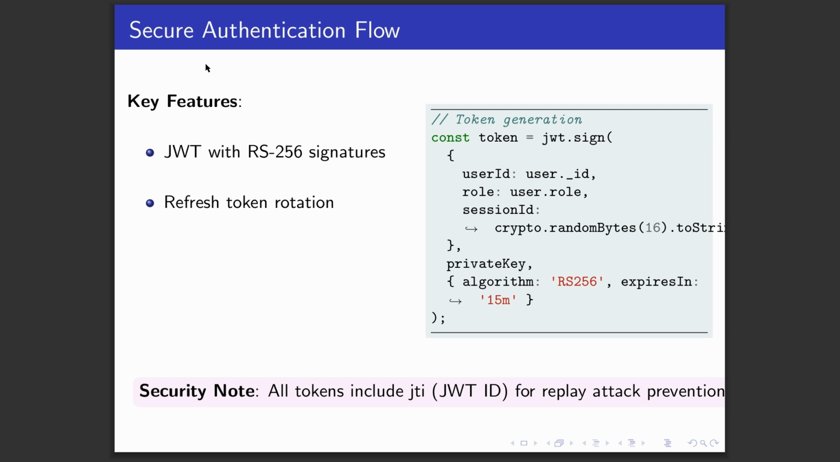We know that security is crucial. We use JWT tokens with RS256 encryption along with refresh token rotation to ensure secure sessions. And each token includes a JWT ID to guard against replay attacks. Here's a quick look at the token generation logic in the code.